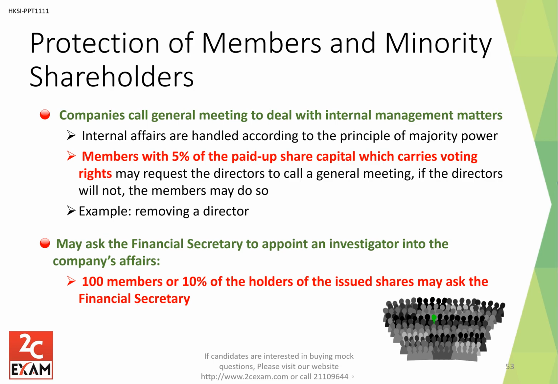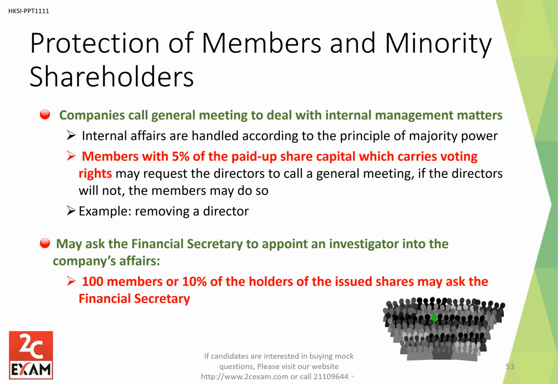So, if we find members with 5% of the voting rights who feel it's necessary to address the issue, we can request the director to call a members' meeting. If the director deliberately refuses to cooperate and rejects the request to convene a meeting, what can we do? In that case, we don't need to deal with the director. As long as we meet the quorum requirements, we have the right to call the meeting ourselves and then remove the director. Second, we can request the financial secretary to appoint an inspector.